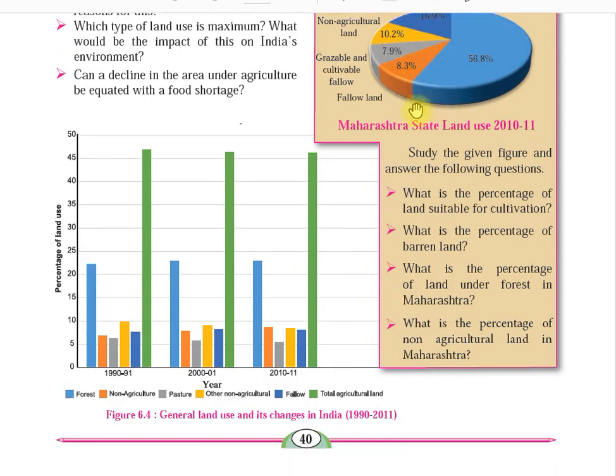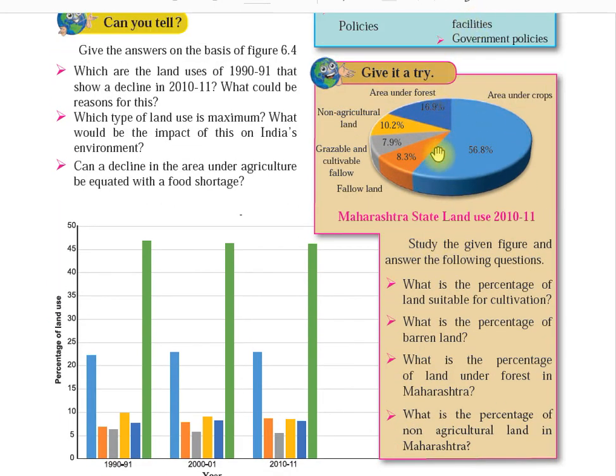Now, look at the next diagram. Okay, see here. Look at the diagram carefully. Area under crops. How much is that? 56.8%. Area under forest, 16.9%. Non-agricultural land, which is not used for agriculture, 10.2%. You have grazable and cultivable fallow, that is 7.9%, and fallow land is 8.3%. All this we have seen. Study the given figure and answer the following questions.